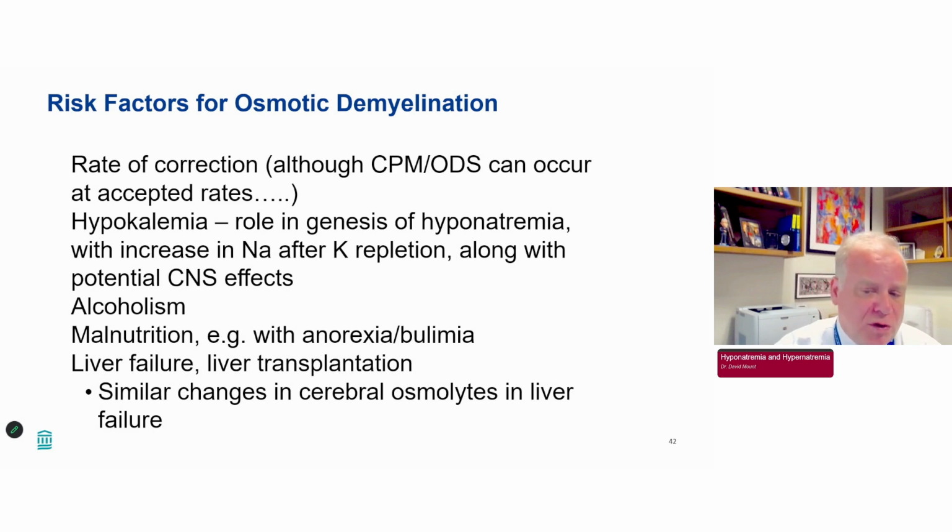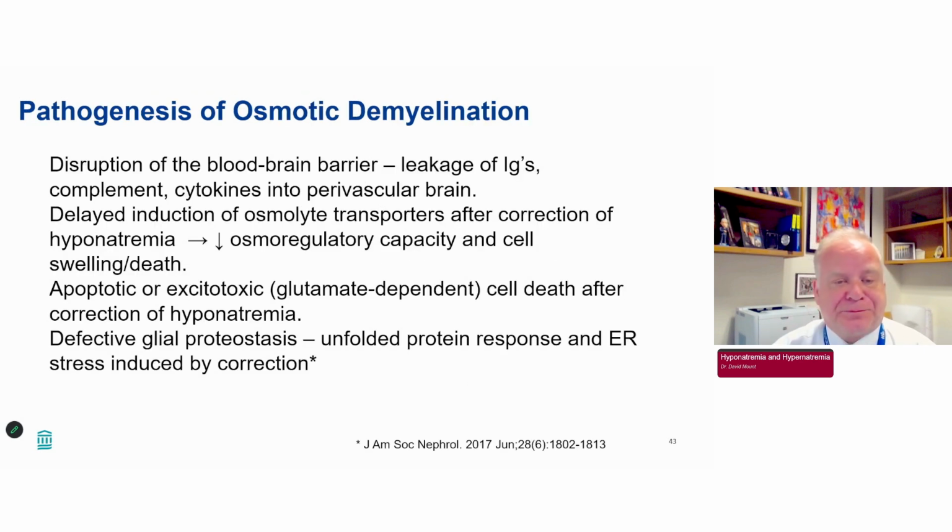The hypokalemia has a role in genesis of hyponatremia due to exchange of sodium. And you can have an increase in sodium after you K-replete these patients, but there may also be potential CNS effects. Alcoholism is a big issue. Malnutrition is a big issue. Liver failure and liver transplantation. I've had malpractice cases I was involved in as an expert witness where someone developed ODS after rapid correction after a liver transplant. This is partially because you get similar changes in cerebral osmolytes in liver disease, and that compounds the risk of osmotic demyelination.